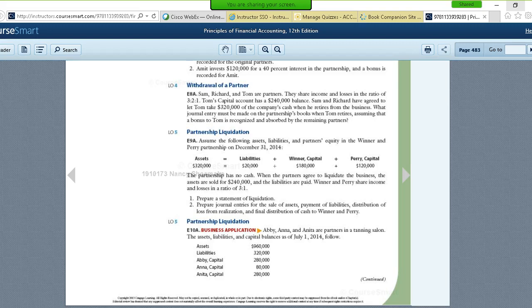When the partners agree to liquidate the business, the assets are sold for $240,000 and the liabilities are paid. Winner and Perry share income and losses in a ratio of 3-to-1. So we're going to prepare the liquidation and the journal entries here. So again, the $320,000 in assets are sold for $240,000. The liabilities get paid off, and any income or losses get allocated 3-to-1. So let's look here.